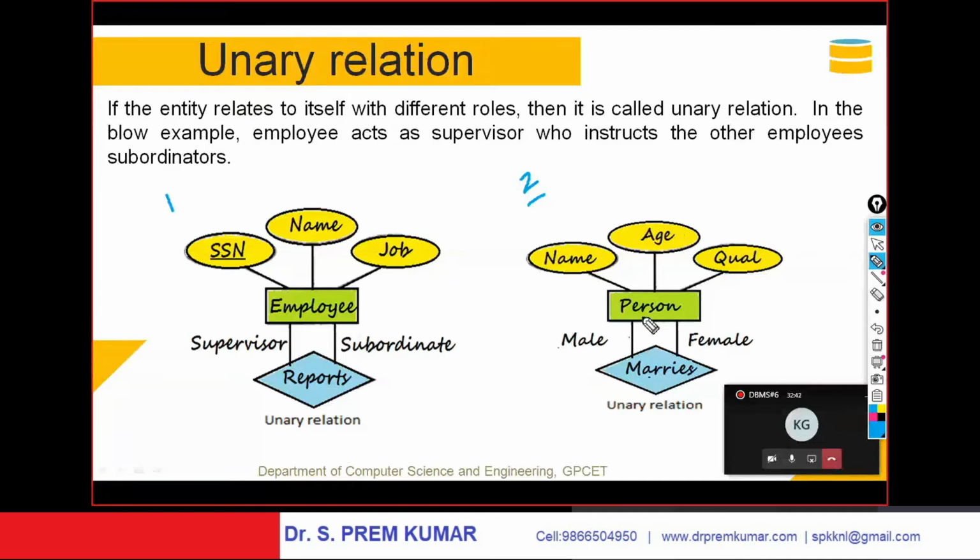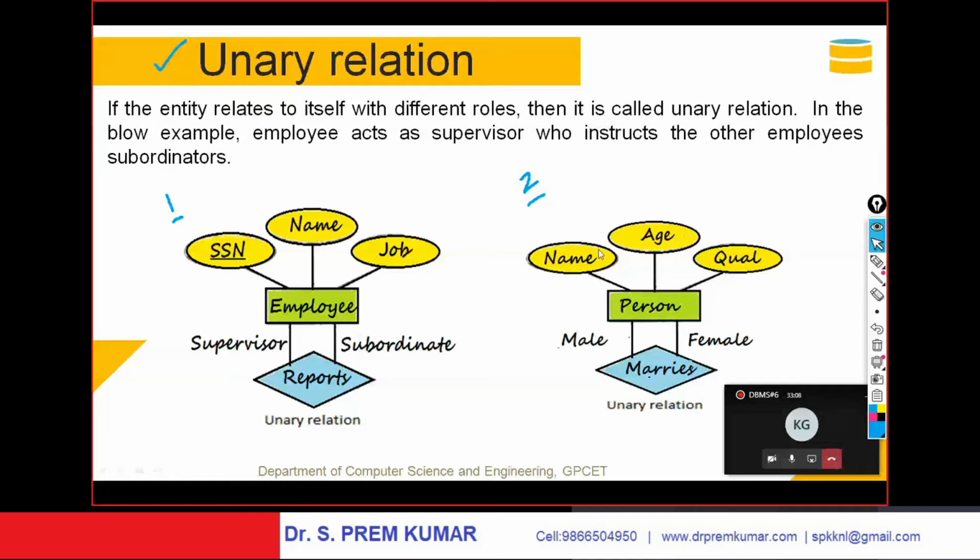Person is marrying person. Here person is a single entity and hence I am calling it a unary relation. You can observe here, an employee is reporting to employee. This is nothing but a unary relation. A person is marrying person. This is a unary relation.